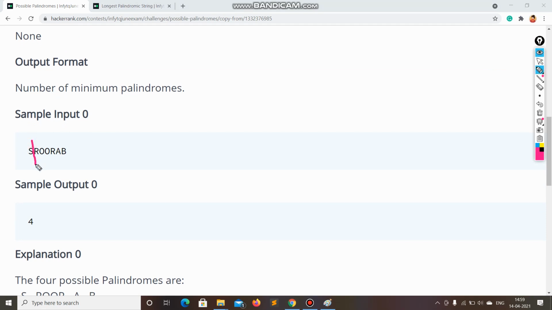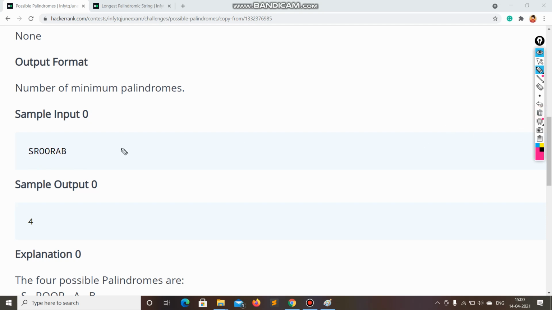You can cut this like this: S R O O R A B. You get a total of 7 palindromes, but this is not what we want here. You should get the minimum number of palindromes. So how can you optimize this better? S R O R A B. So you got 6, but we can optimize further.